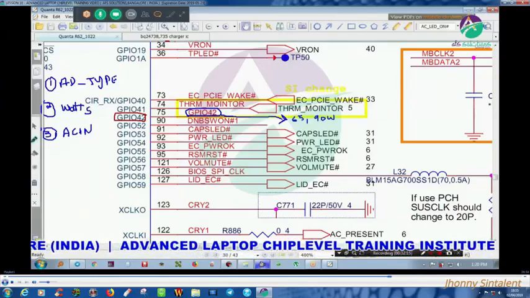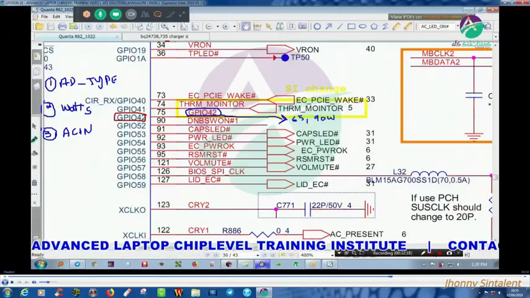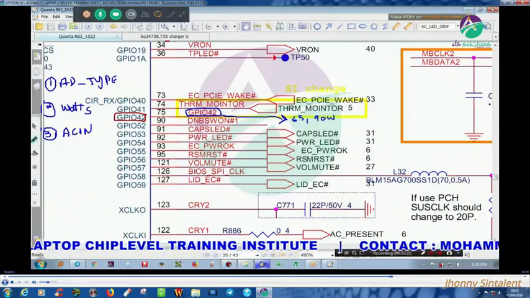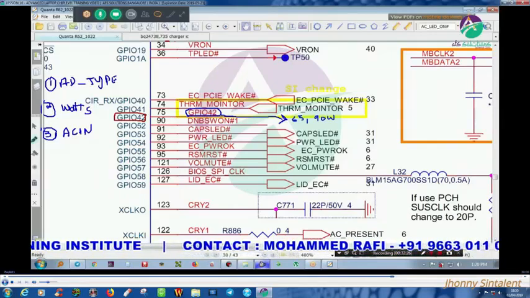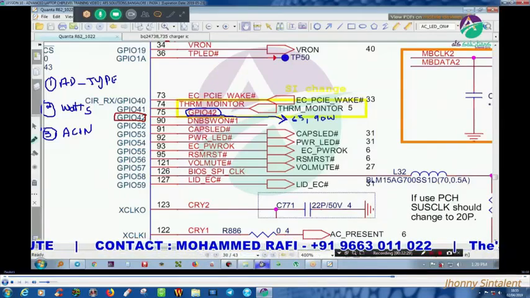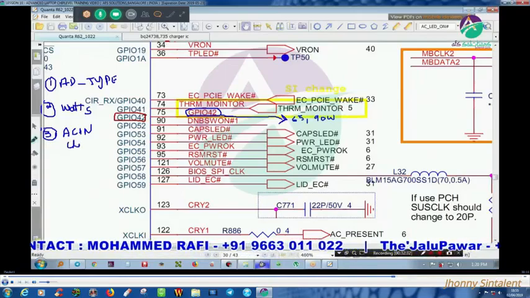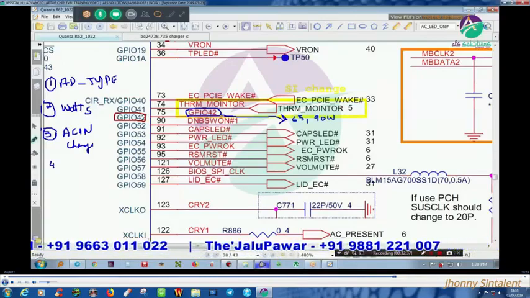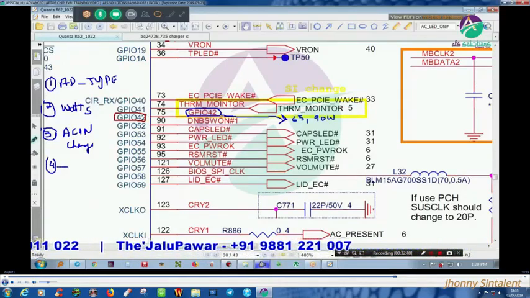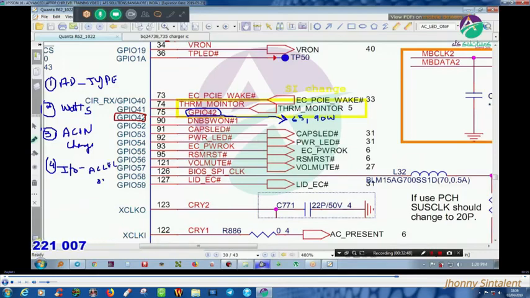Adapter type is different, that is whether it is HP adapter or Dell adapter, whether it is input output, whether it is original or duplicate, whether you are using DC supply or China made. Second, how many watts? 65 watt or 90 watt. AC in means adapter is connected and a confirmation is given by the charger IC. When these three informations reach the IO controller, the IO controller will release AC LED on. Understood now? When the AC LED will glow, AC LED on. Okay.